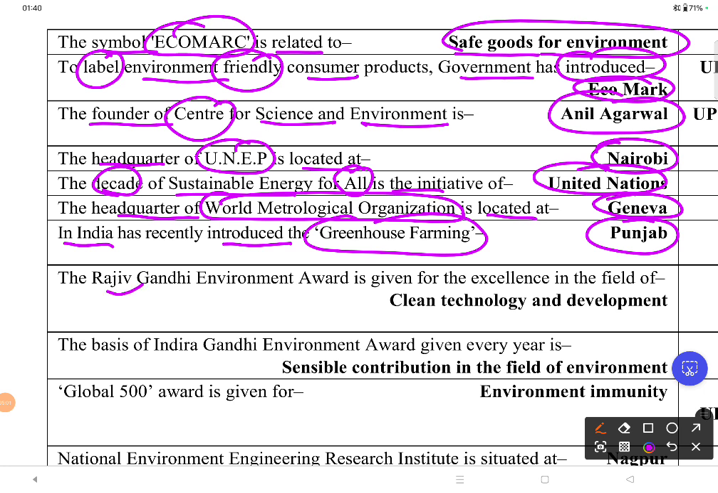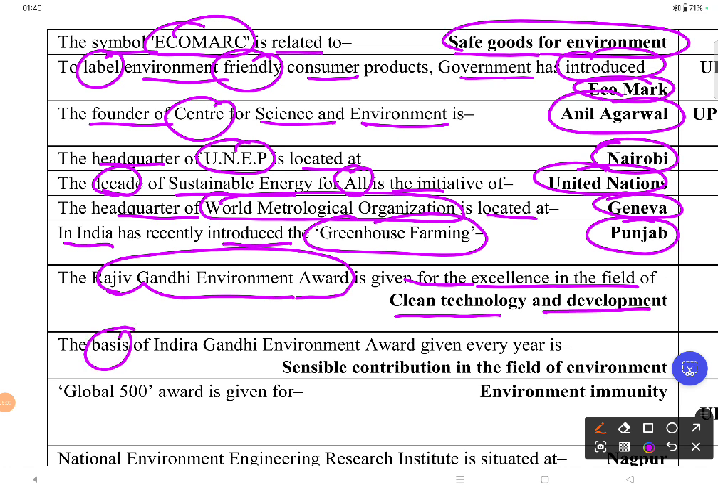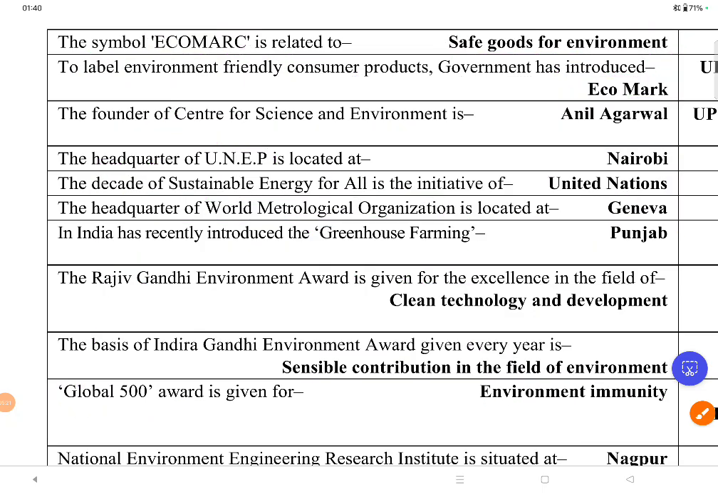The Rajiv Gandhi Environment Award is given for excellence in the field of clean technology and development. The basis of the Indira Gandhi Environment Award given every year is sensible contribution in the field of environment. The Global 500 award is given for environmental immunity.